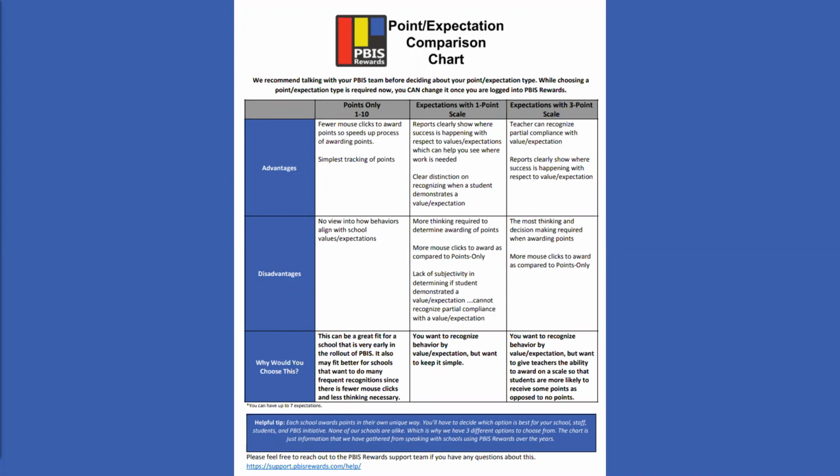The next option is tied to expectations, and it is a 1 point per expectation scale. So you would set up specific expectations for your school, and each one of those expectations would be worth 1 point. And then the third option is kind of a hybrid of those. It is tied to expectations, but the points are on a 1 through 3 scale. So teachers can make the judgment on if a behavior is worth 1 point or 3 points.